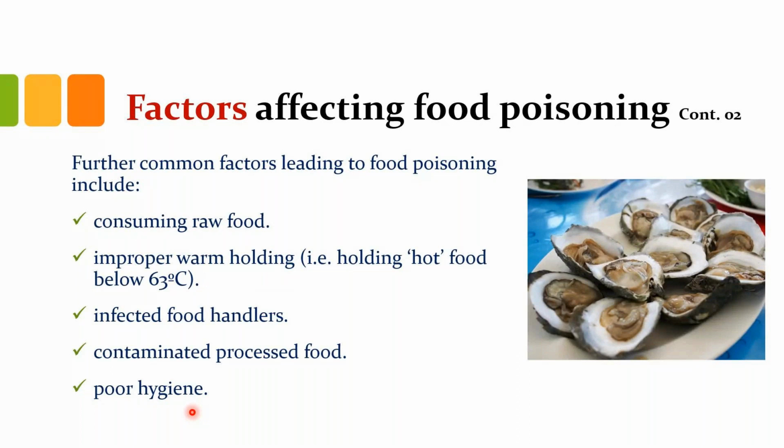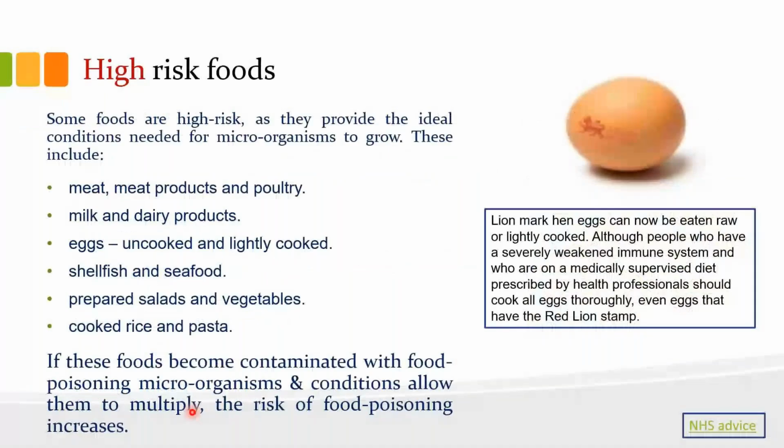According to the food, some foods are high risk foods like meat products, poultry, milk and dairy products, eggs, uncooked and lightly cooked shellfish and seafood, prepared salads and vegetables, cooked rice and pasta.